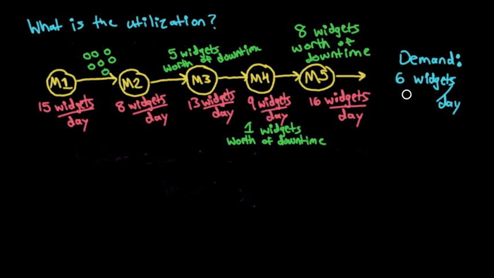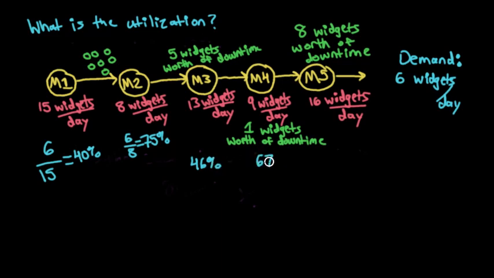And then to calculate utilization, we just got to divide. So 6 widgets divided by 15 widgets per day, which is what machine 1 is capable of, comes out to a 40% utilization for machine 1. 75% utilization for machine 2, roughly 46% for machine 3, roughly 67% for machine 4, and roughly 38% for machine 5. And maybe you don't know how to feel about some of these utilizations. 38% seems pretty low. What are these operators doing with all this downtime? And what about the poor operators on machine 2? They got this large queue behind them, but none of it's being processed.